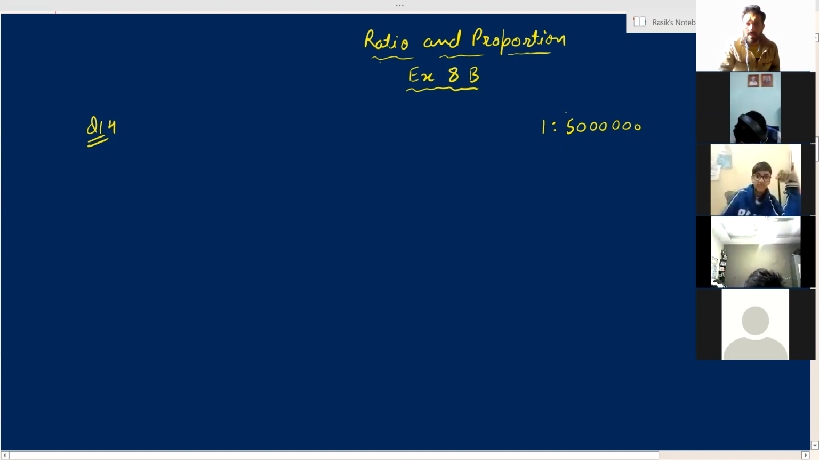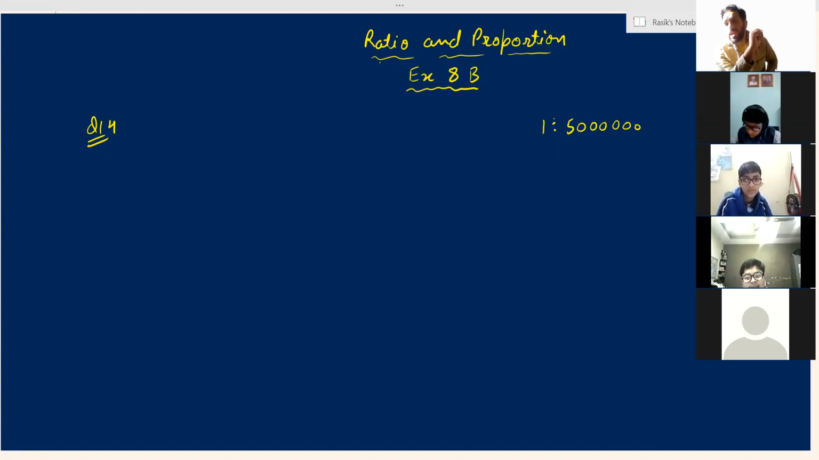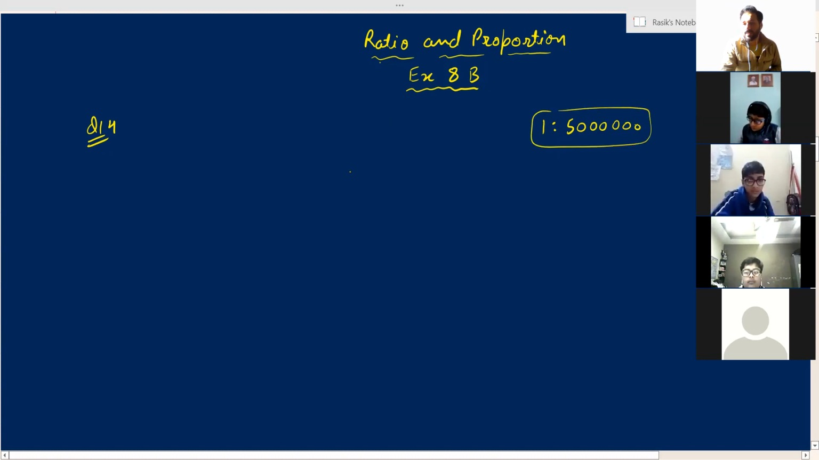Sir, for selling vegetables. Yes. So listen. If two towns are 1 centimeter apart in your map, in the map it looks like they are 1 centimeter apart. But in actual, what will happen? In actual, they will be 50 lakh centimeters apart. So this is the meaning: 1 is to 50 lakh. Have you understood what is the meaning of a scale?